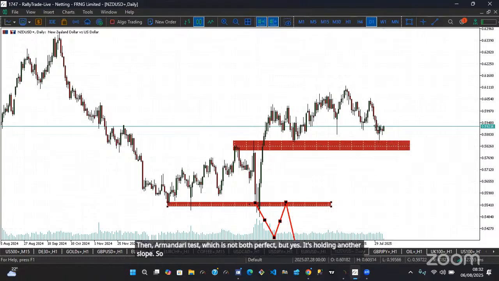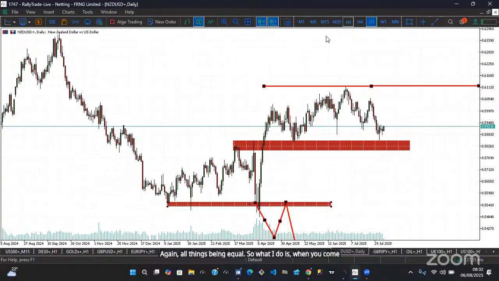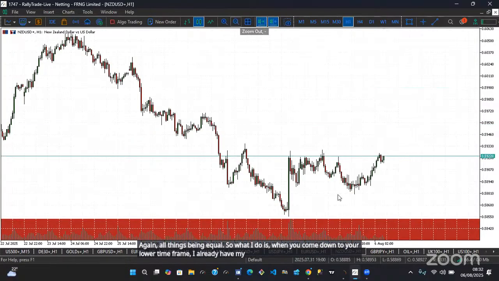So which means that price should push higher, at least to these levels. Again, all things being equal. So what I do is when you come down to your lower time frame, I already have my directional bias, which is to the upside.